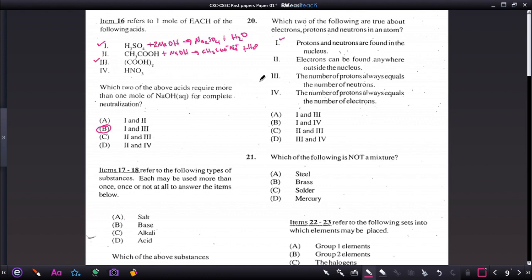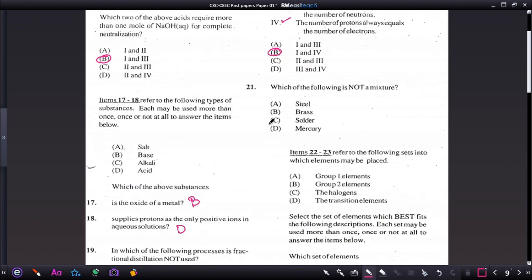Electrons can be found anywhere outside the nucleus. Not necessarily. Electrons can be found orbiting the nucleus, so we'll leave that out. The number of protons always equals the number of neutrons. That's not true. The number of protons always equals the number of electrons in a neutral atom, which is this case. So it's 1 and 4, which is B.